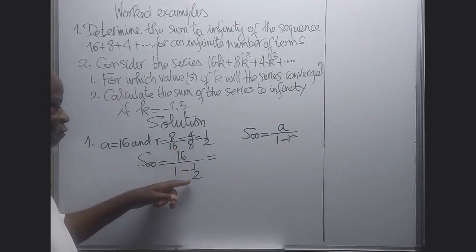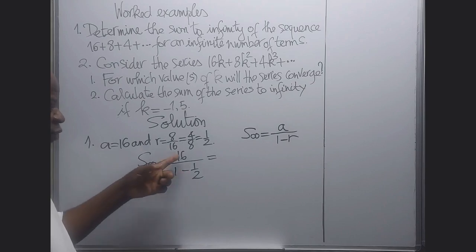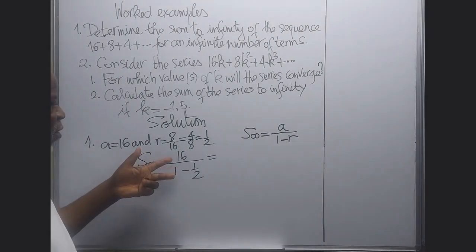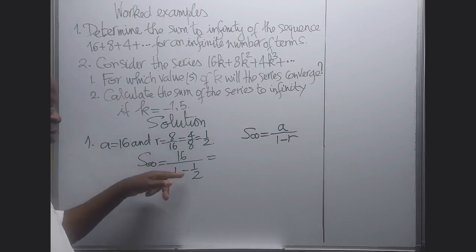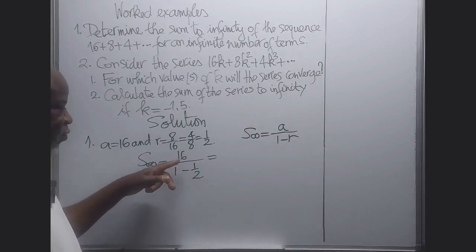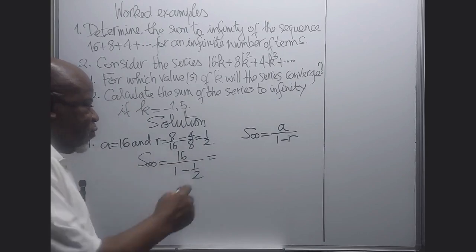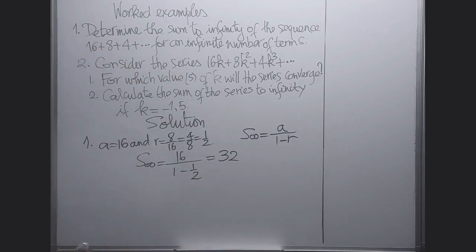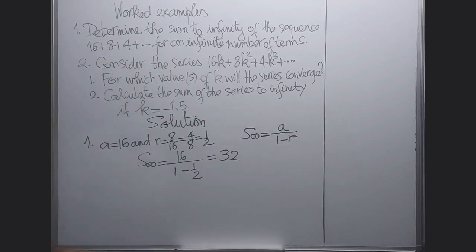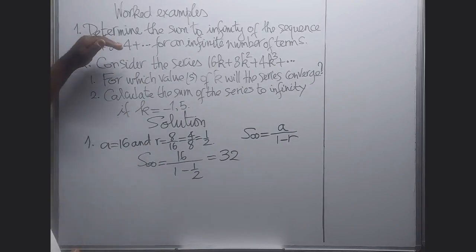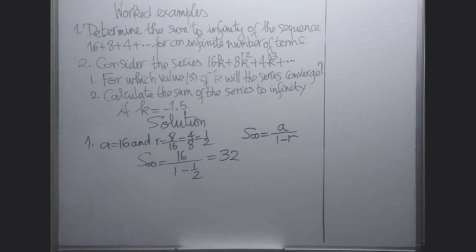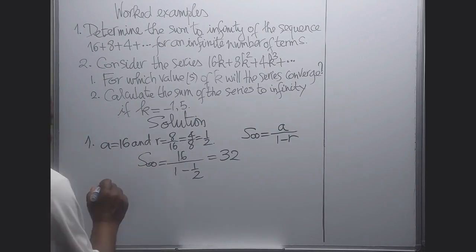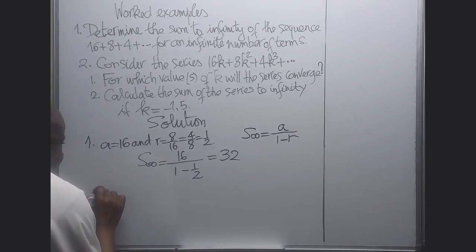16 over 1 over 2 will be equal to 16 times 2. Remember, when we are dividing two fractions, you multiply the first one by the second one reversed. So we have here 16 over 1 over 2, and this will give us 32. So this is the sum to infinity of this first sequence. We're going to go to worked example number 2. Number 2, let's take it from here.